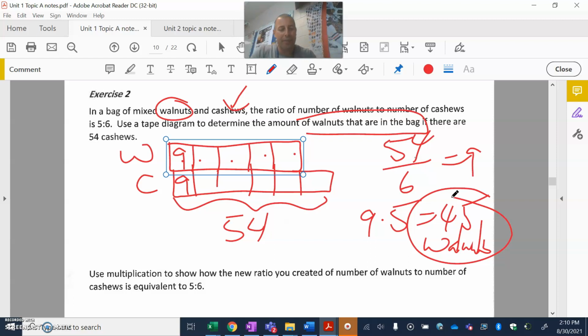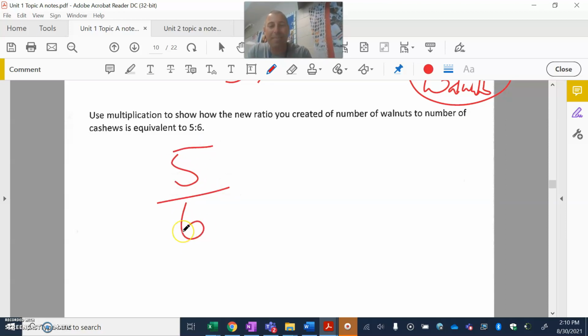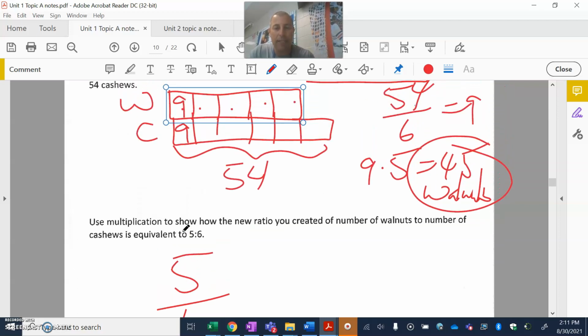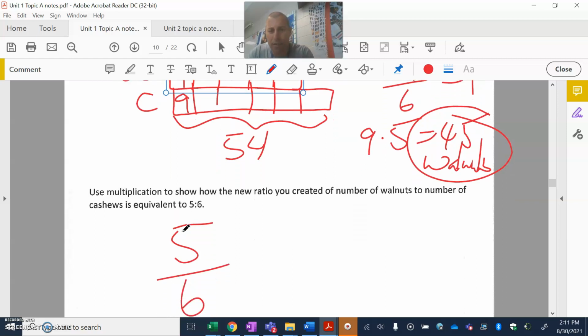So let's tie it together. Use multiplication to show how the new ratio you created of number of walnuts to number of cashews is equivalent to 5 to 6. Okay, so again, if we rewind here, in order to be equivalent ratios, you need to multiply by the same number. So let's see here. I got a 5 and a 6. Now, remember, we got to keep things in order. So if I go back up, the 5 was with the walnuts, because that's what came first there. So I'm going to come off to the side, just put a W over there and a C over there for the cashews.